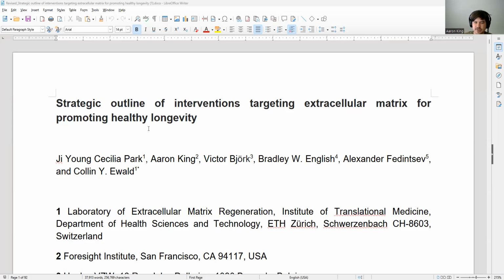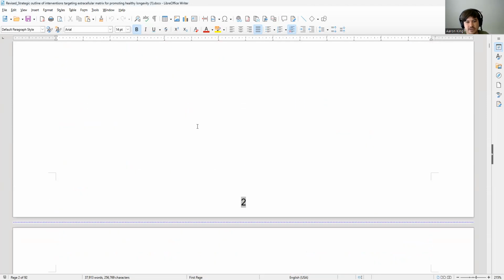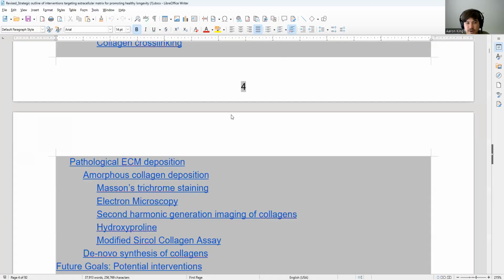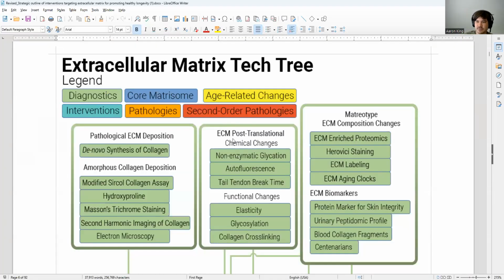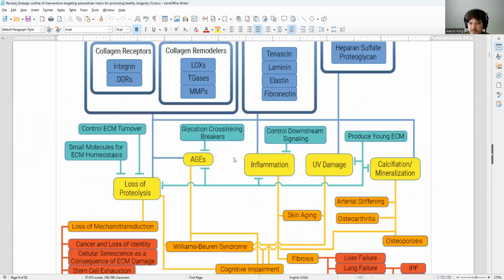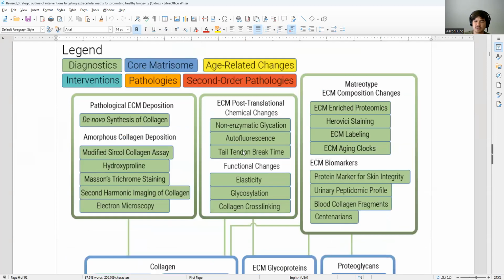Colin Ewald is the main professor involved with this. It's called Strategic Outline of Interventions Targeting Extracellular Matrix for Promoting Healthy Longevity. Essentially, this is a roadmap for how we intervene in the extracellular matrix when it comes to aging. I'm just going to go over this diagram, and if you want to understand more in depth about any one of these topics, the paper's out there and you can read it. You can request it from various people, including myself. I will happily talk about it at length with you, but let's just keep this short.